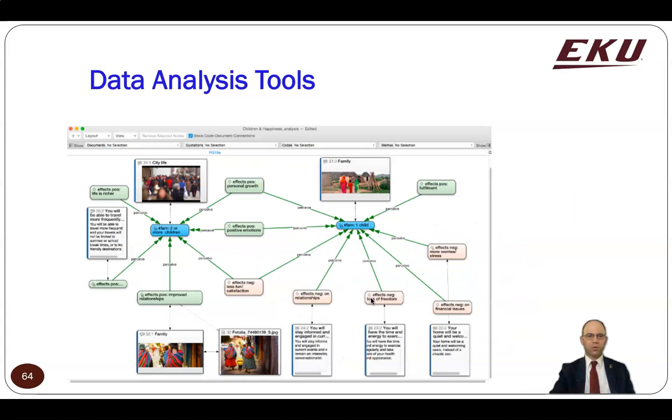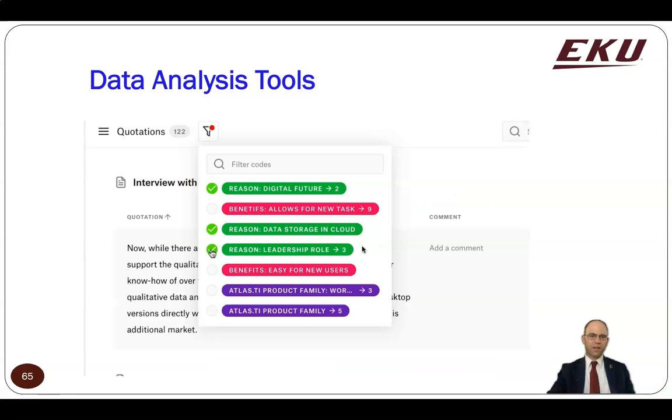And they have other tools available that help people organize their responses. And there are even tools that can take quotations that are brought into them, and it can search the quotations and they can be coded to find certain words. So those are data analysis tools that are out there.